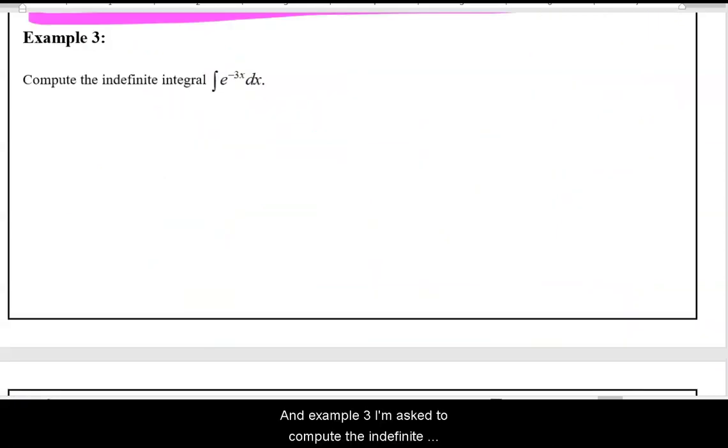In example 3, I'm asked to compute the indefinite integral of e raised to the negative 3x power. In order to do that, I could think of this as e to the negative 3 raised to the x, or I could use u substitution. Typically, we do use u substitution. It is by far the most common way to approach this problem.